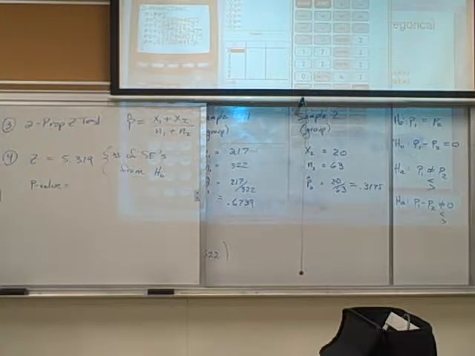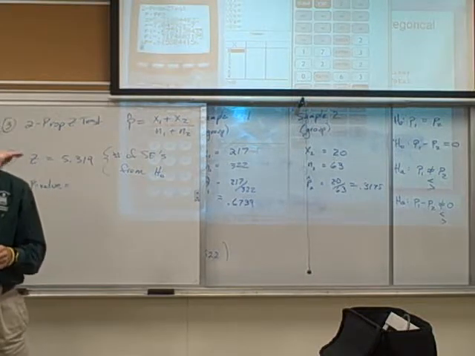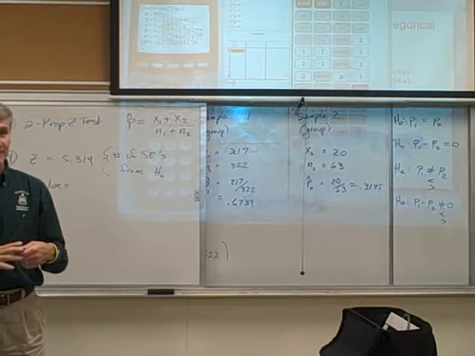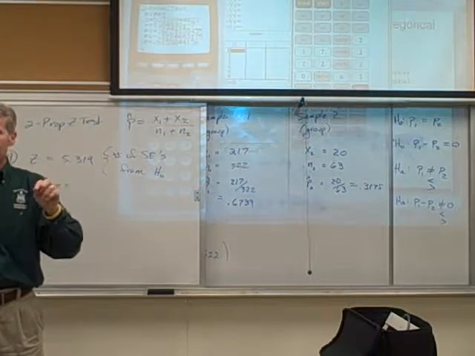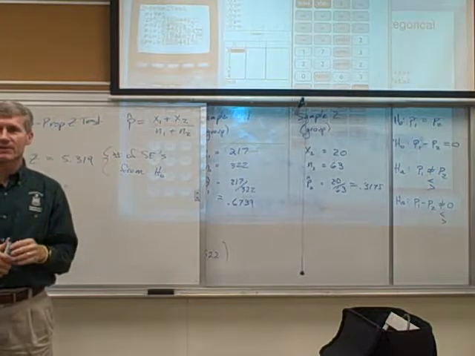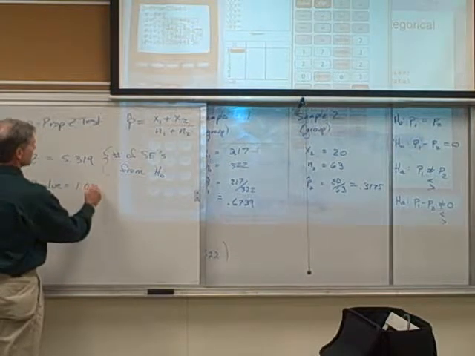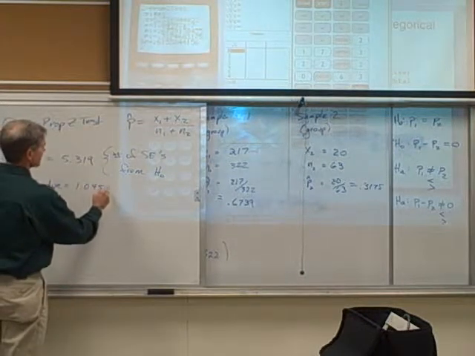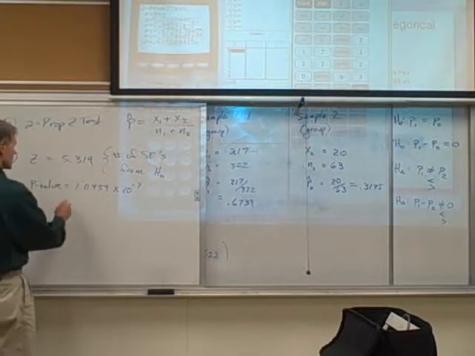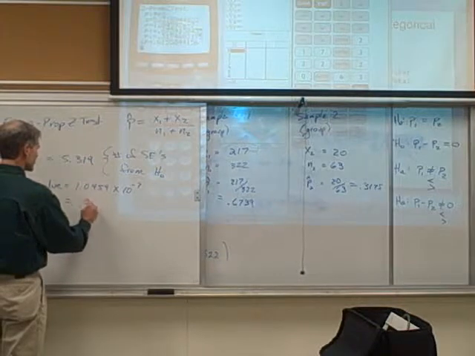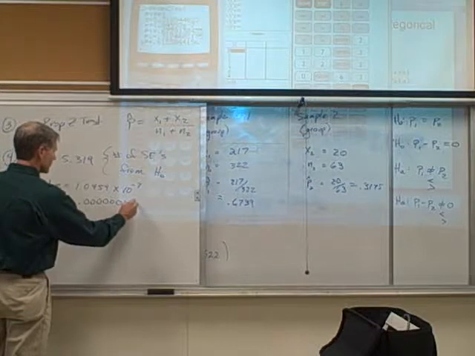Okay? So the p-value is also given there. Now, when you look at this, it gets a little confusing because there's 4 lines that have p's in them. So you just have to learn to read it. The first one is p with no hat on it and no subscript. That is the p-value. So the p-value is 1.0459 times 10 to the negative 7, which is 0.0000001046.